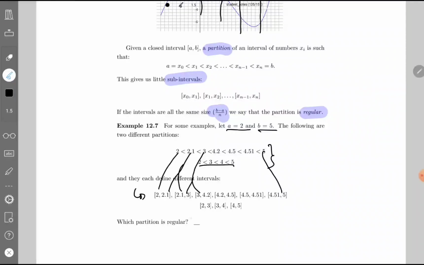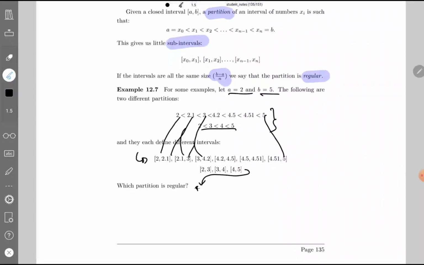Now think about this for one second. Which one is regular? Obviously the second one is regular. Why? Because each of these intervals is the same length. Here we have lengths of 1, 1, 1. On the top, they're all different: here is 0.1, here is 0.01, this one is 0.3. So each one has a different interval length.